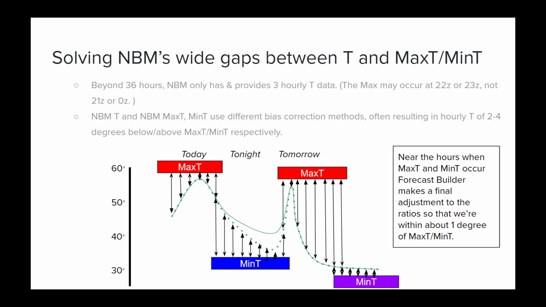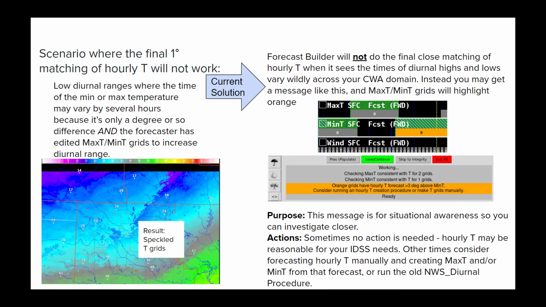We don't actually use the true hourly temperature to max-T or min-T ratio at the time of the highest or lowest temperature. We adjust this to get this near 1 degree for most locations on the grid. This extra boost will help your hourly temperature forecast be more accurate and results in better forecasts for elements like apparent temperature. But this final bit of matching isn't always done.